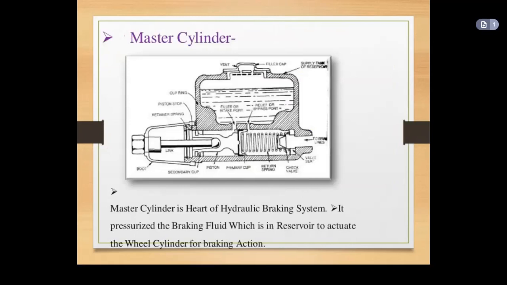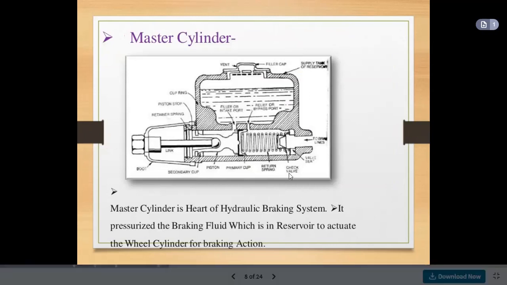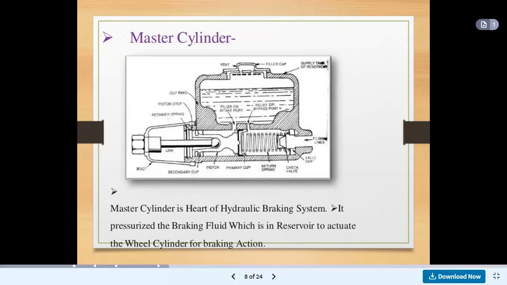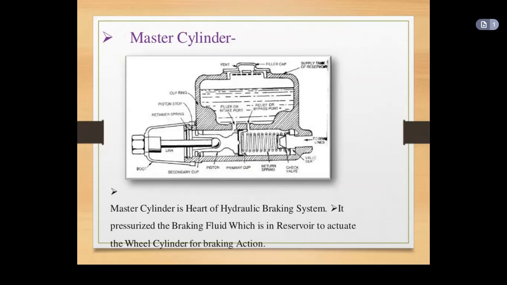If we see next, that is master cylinder. In case of master cylinder, the master cylinder is the heart of the hydraulic braking system. So it pressurizes the braking fluid which is in the reservoir to actuate the wheel cylinder for braking action. So this master cylinder actuates that cylinder, and through that cylinder the force is acting.